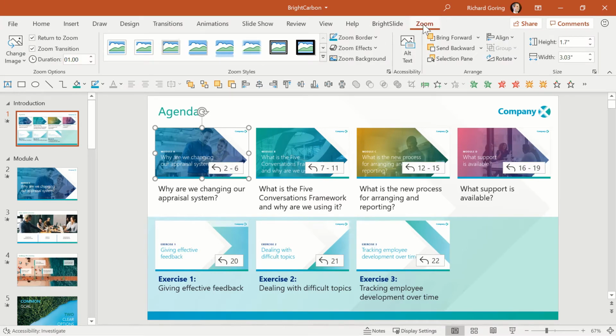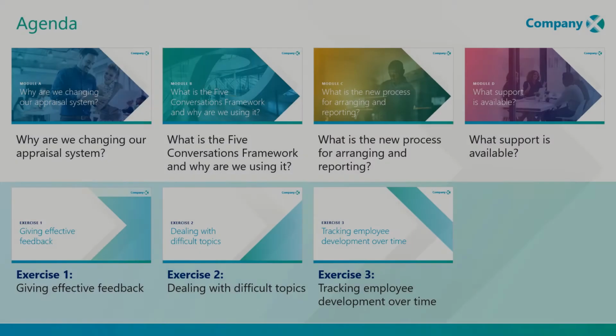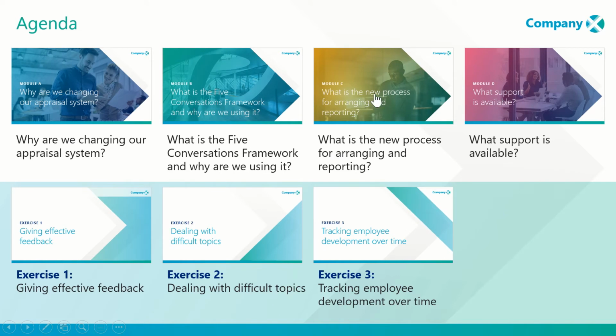Now this gives you a lot of the functionality that you would expect from picture formatting, but over on the left you have these new options for controlling the zoom. So you've got the ability to return to zoom, which means that once you've navigated to a section and gone through all of the slides, it will bring you back to the menu. And you can also use the zoom transition, which is really using the morph transition to allow you to, well, zoom into the slide from this thumbnail that you have, and you can choose how long it takes to do it.